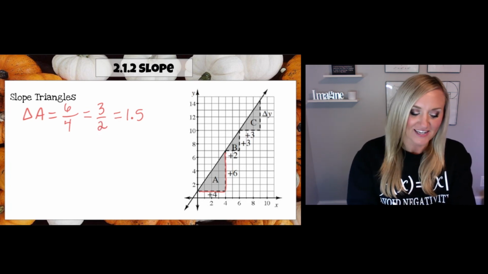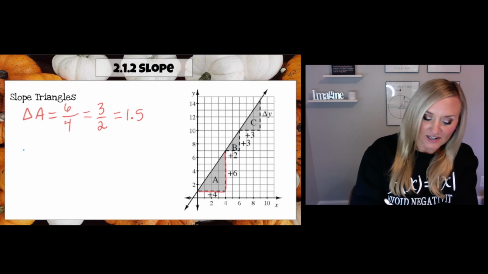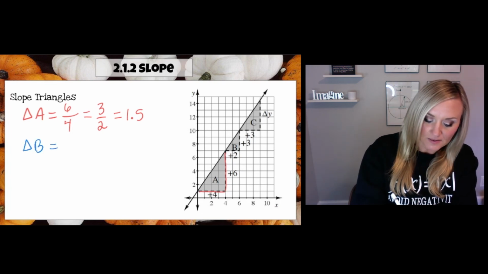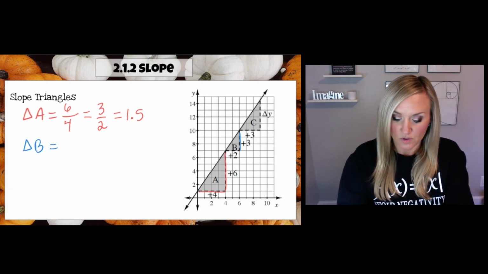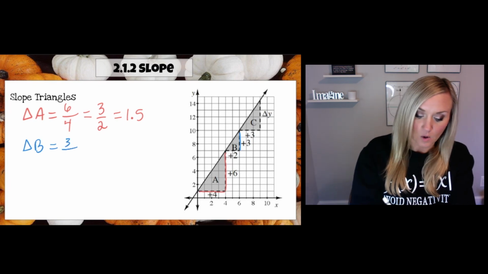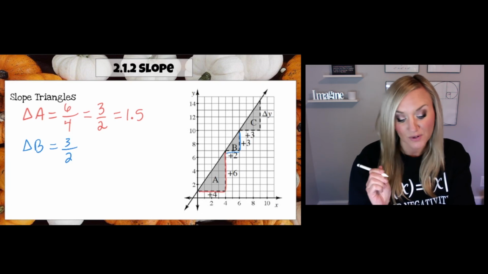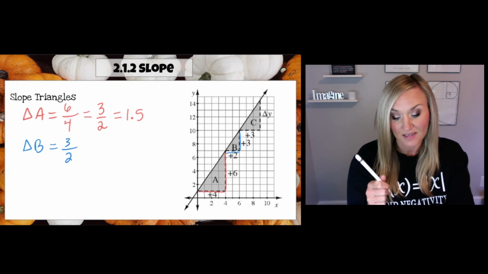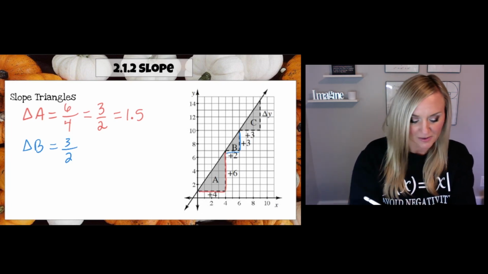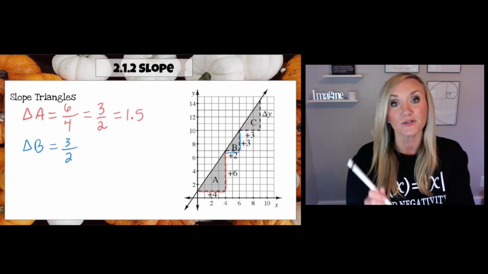Okay, so let's take a look at triangle B. So triangle B is rise, which is 1, 2, 3, over run 2. Hey, look at that, 3 over 2 and 3 over 2, they are the same as they should be, right? That's what we just talked about. Okay, so let's take a look at triangle C.